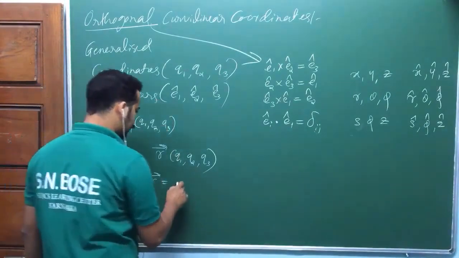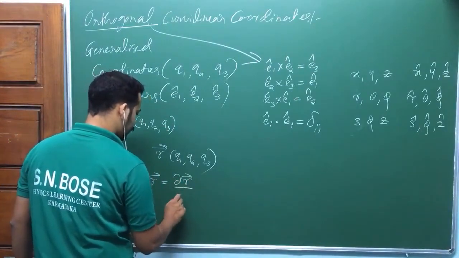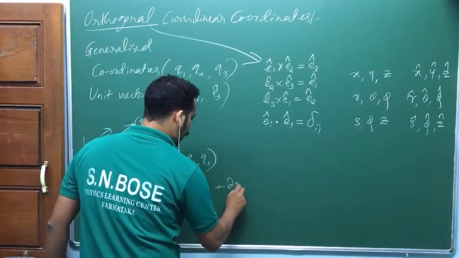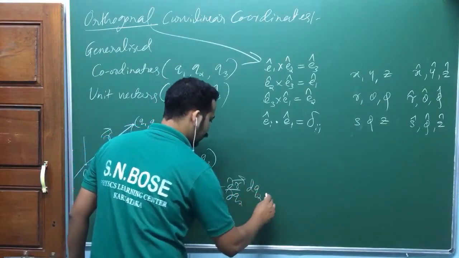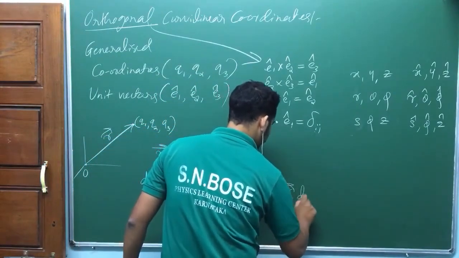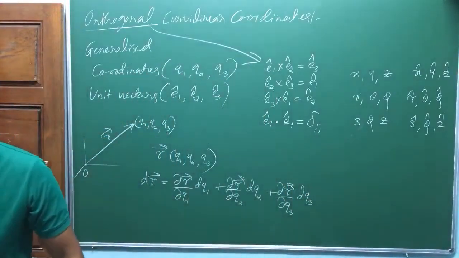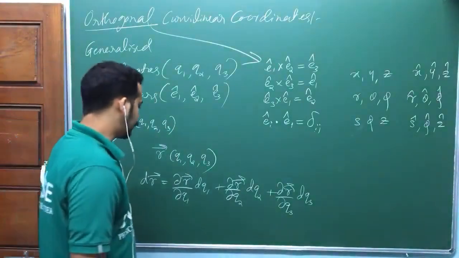Again, calculus gives us this: dou r by dou q1 dq1 plus dou r by dou q2 dq2 plus dou r by dou q3 dq3. So can I write like this? Is that okay? Now look at here.